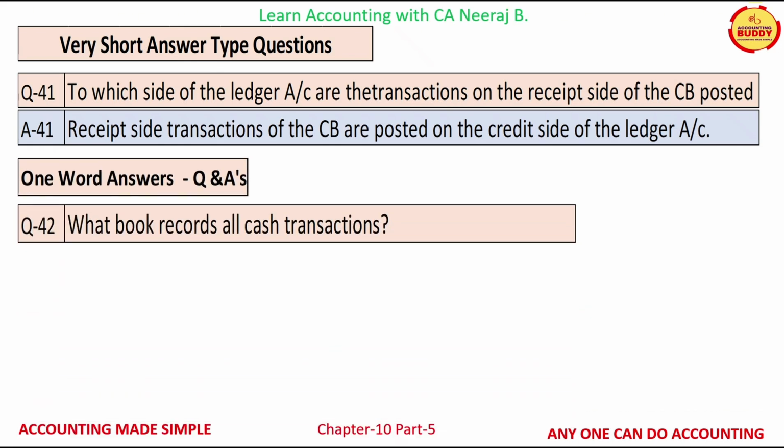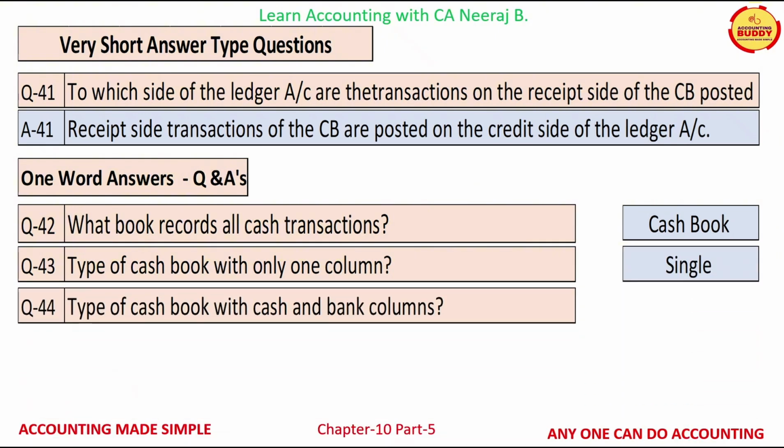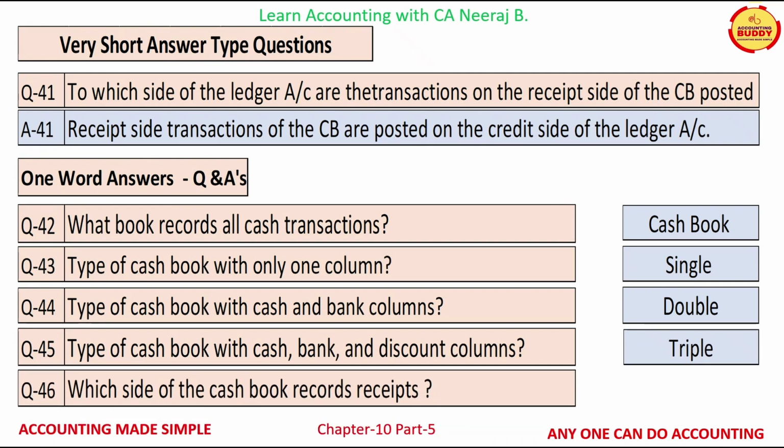Question number 42 is, what book records all the cash transactions? And the answer is cash book. Question number 43, type of cash book with only one column, and the answer is single column cash book. Question number 44, type of cash book with cash and bank columns, and the answer is double column cash book. Question number 45, type of cash book with cash, bank and discount columns, and the answer is triple column cash book. Question number 46, which side of the cash book records receipts?